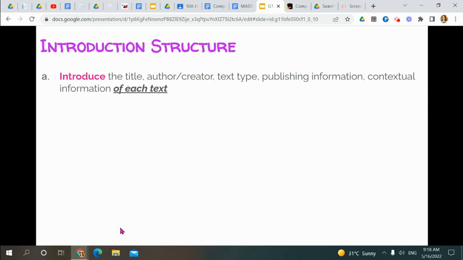They are not an author, they're a poet. The text type, please make sure you include the text type, and it's literally there on the stimulus for you. I've already put it there in the heading. Publishing information, which is also there, but you can do a bit more research on that if you like, and give me some contextual information behind each text.